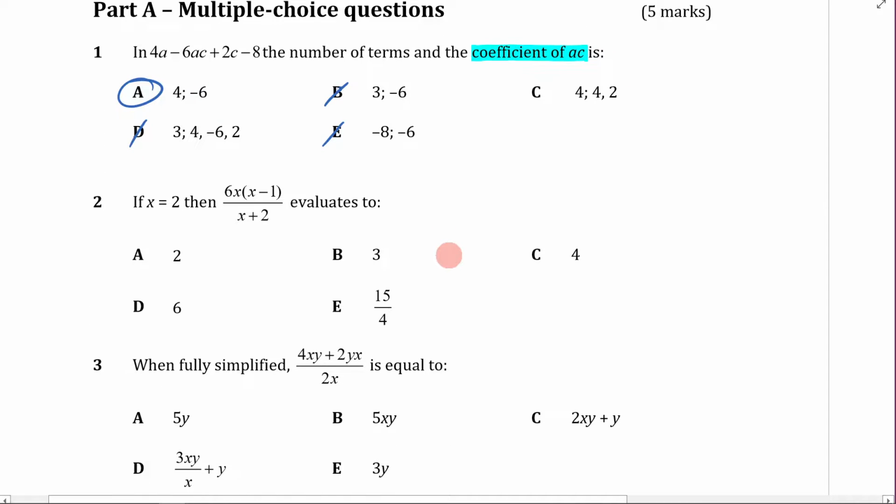Let's now move on to the next one. It says, if x is equal to 2, then this evaluates to what? What I'm going to do is simply chuck 2 into this. So this is going to be 2 minus 1 over 2 plus 2, which is, now 6 times 2 is 12, and 2 minus 1 is 1. So this is just going to end up being 12 times 1 up the top, and then 2 plus 2 is 4. So what's 12 on 4? It is 3. So that means my answer is B.